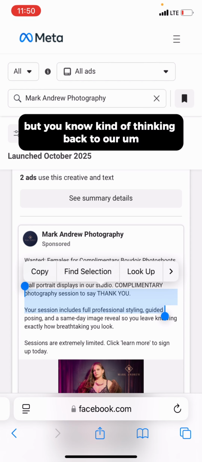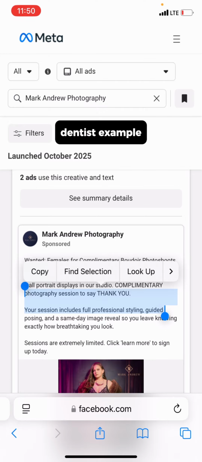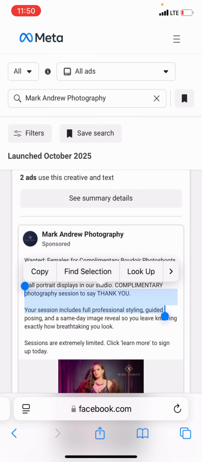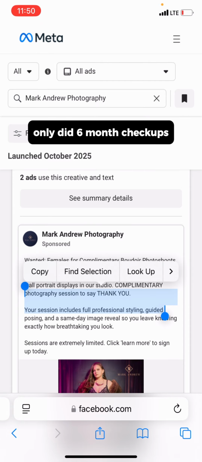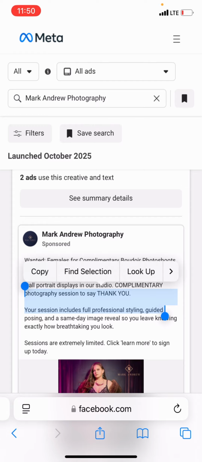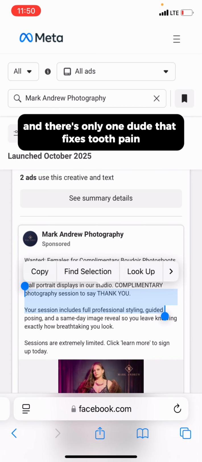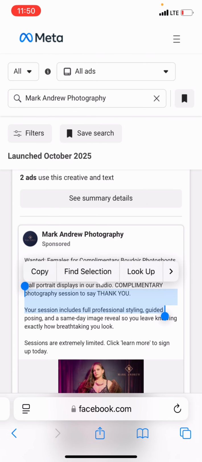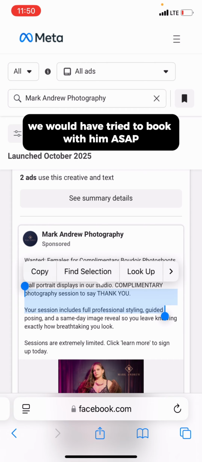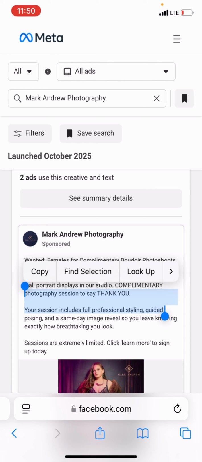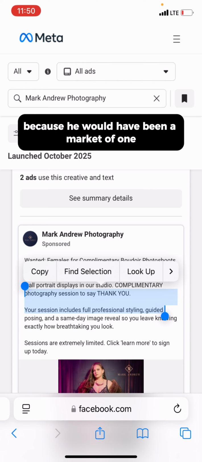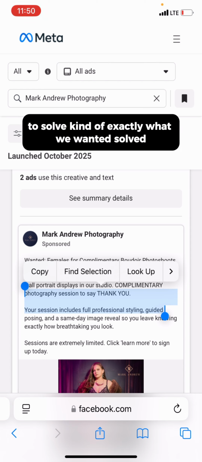But, you know, kind of thinking back to our dentist example, what if all the dentists in our city only did 6-month checkups and teeth cleanings, and there's only one dude that fixes tooth pain. We would have tried to book with him ASAP and paid him a ton of money because he would have been a market of one to solve kind of exactly what we wanted solved.